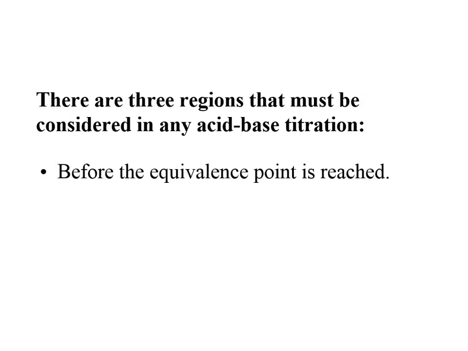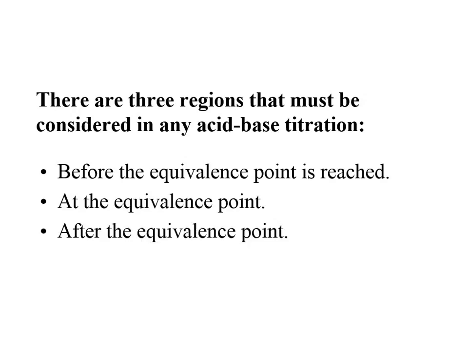So we can think of 3 different types of chemistries. There's a chemistry that goes on in your flask before the equivalence point, a chemistry at the equivalence point, and a chemistry after the equivalence point. So the 3 regions. Do you see where finding that tipping point can be so important? What titrant do you need to add to reach your equivalence point?